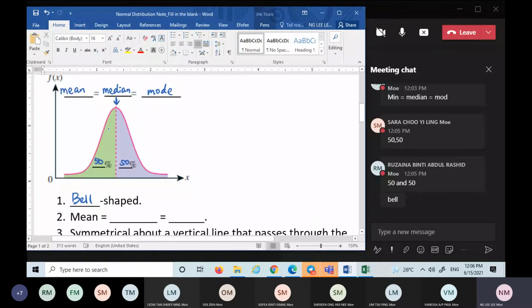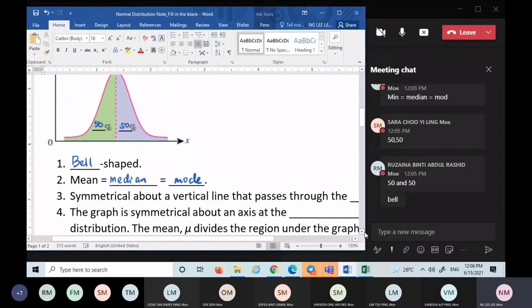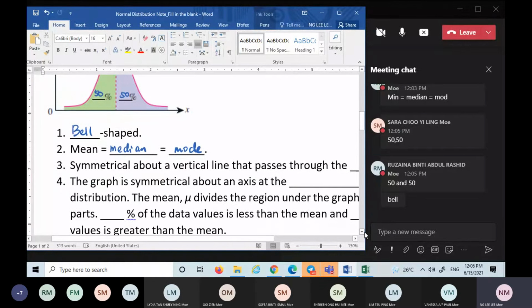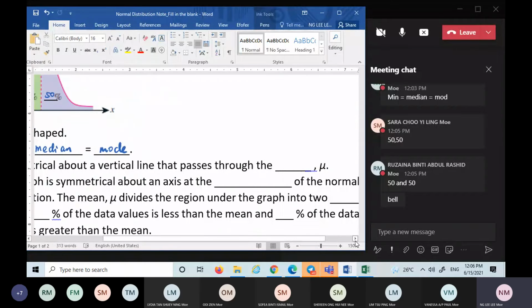Okay, mean is equal to median. This one I fill out because it's in the diagram. Same thing, and then it's equal to mode. All these concepts are very important, especially in paper 1. Sometimes they do ask. Then symmetrical about a vertical line that passes through the what? Which is the notation, the notation of this is mu. Okay, next girl.